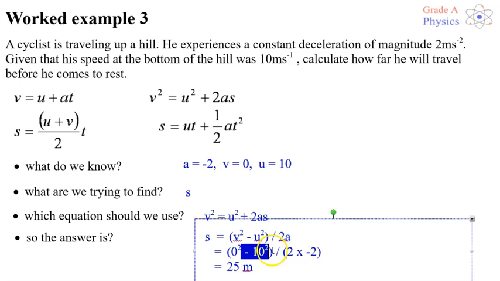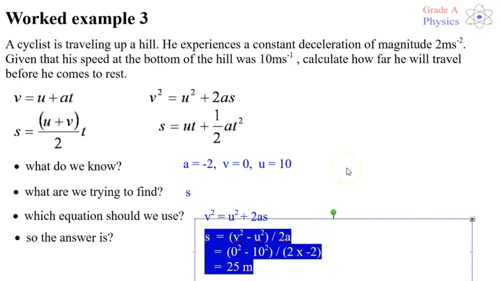We have minus 100 on the top of the fraction. But then we're dividing by a negative number on the bottom. We're going to divide by minus 4. So we end up with positive 25. So in this case, getting a value of positive 25 makes sense because we're moving forward and decelerating to 0.